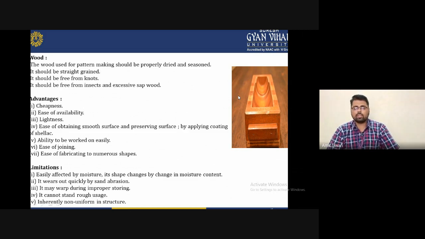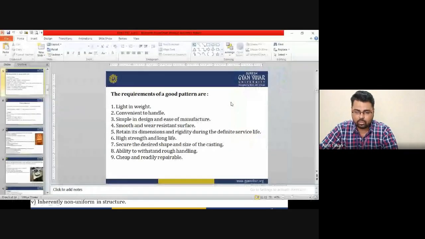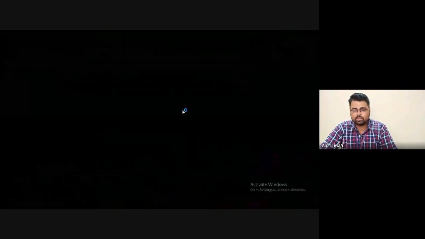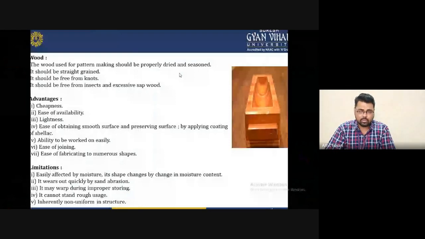So whenever the environment is moist, and you are making the pattern from wood, changes will generally occur during the manufacturing of the pattern. These are all the problems we generally see during the manufacturing of this pattern. With the help of this, we take precautions while making this type of pattern.